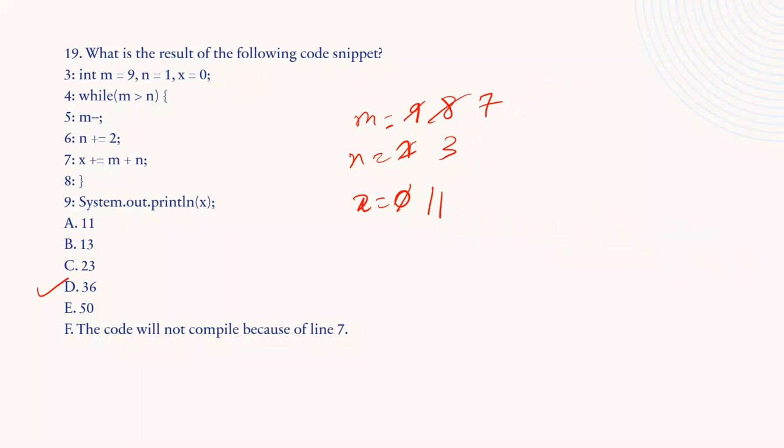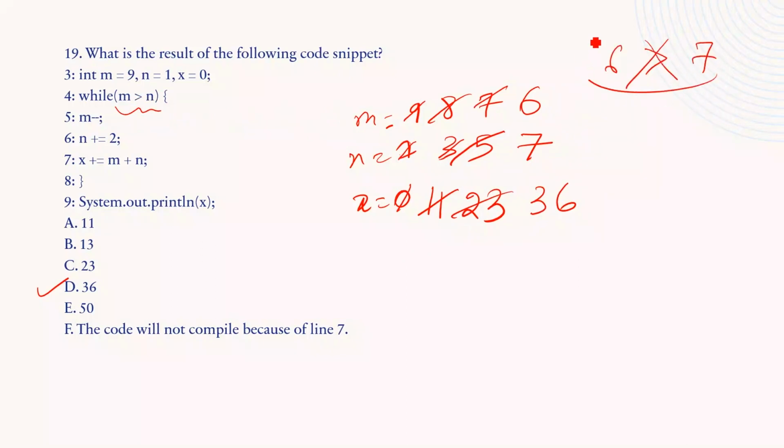And what has happened to n? n has been updated to 5. Yes, correct. If you answered 5, then it is 5. And x becomes the sum of the new values, which is 23. Cool. m is updated to 6. n is updated to 7. x is 23 plus 13, which is 36. Now this condition becomes false, because 6 is not equal to 7, right?